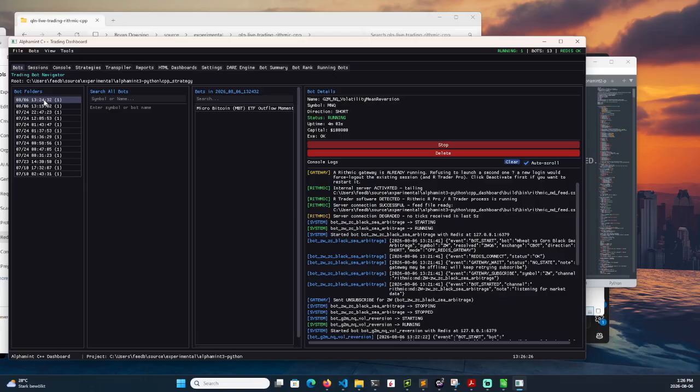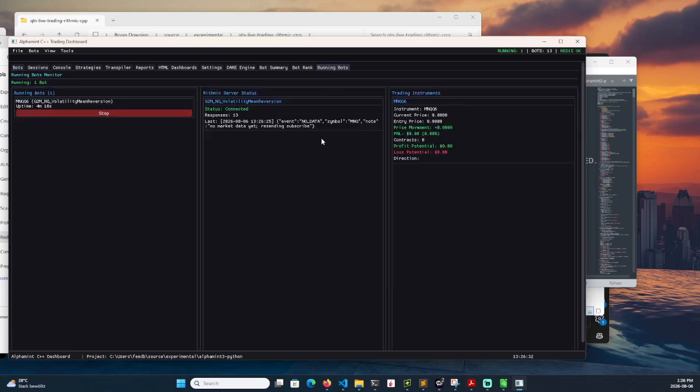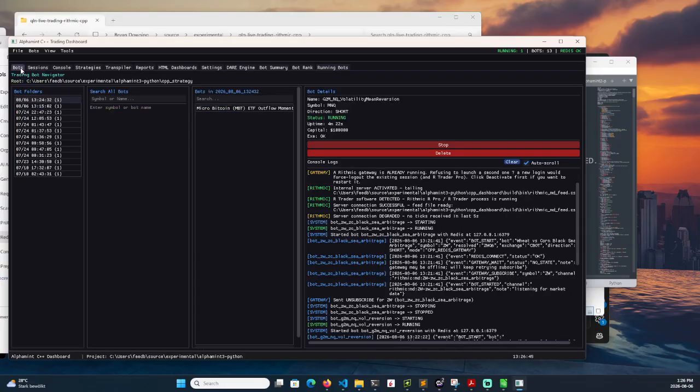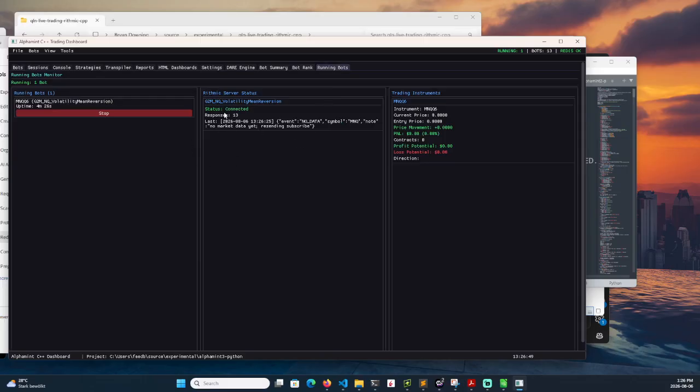This is now the micro Bitcoin strategy. If I go into the running bots, we have some responses, no data. Okay, I know why that is: I don't have my Rithmic Trader Pro software running. That's fine. If that was connected, you would see those data points move up, probably another thousand in a very short period of time, because those are bids and asks.